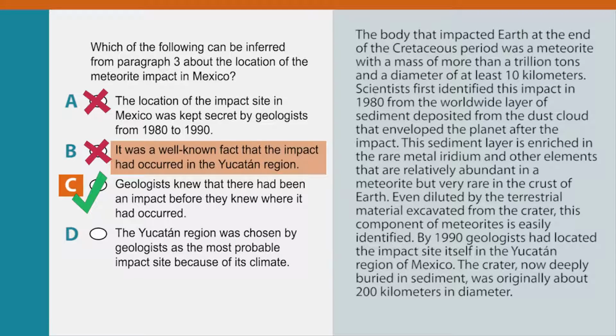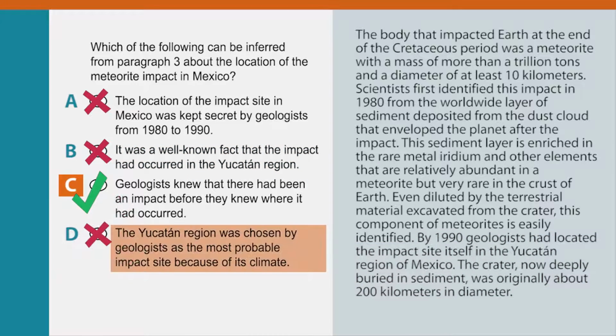Saying that it was a well-known fact contradicts the passage where it talks about the discovery of the crater in the Yucatan. Choice D also can't be correct because the paragraph doesn't mention climate as a factor in the discovery of the impact site.